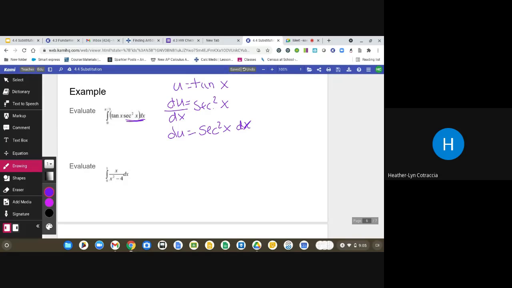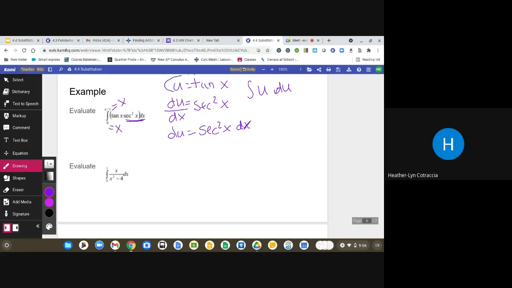Okay, so we're going to rewrite this integral. The integral, tangent of x is my u, secant squared x dx is du. Now this one is slightly different because it has bounds. If you notice, you have a 0 and you have a pi over 3. So right now, these are x bounds. We don't want them to be x bounds because we're in terms of u. So what we want to do is transform them into u's.